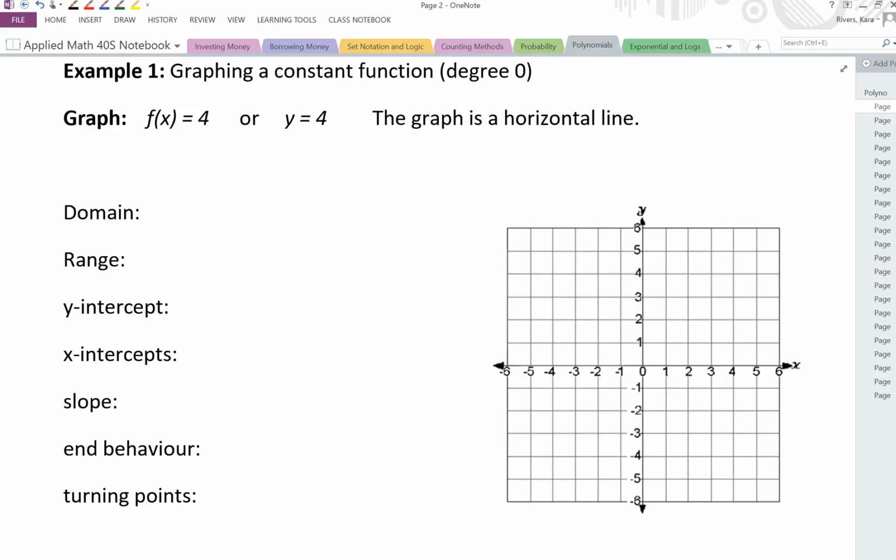Graphing a constant function, degree 0. So here you can see there's no variables in my graph, right? F of x is equal to 4. Not 4x, not 4x squared, not 4x plus something. It's just 4.